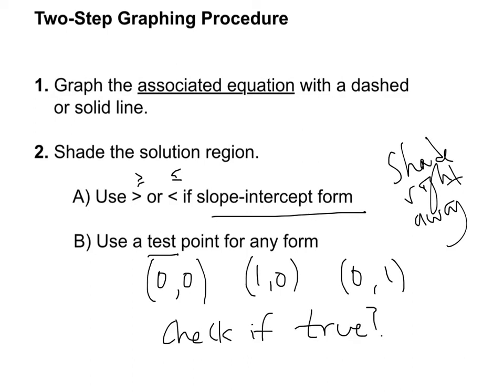So that test point is going to determine whether you should shade or not, and that depends on plugging in an x and y and checking if it's true. Remember, if it's in slope-intercept form, you don't need to do this. You could still use a test point in slope-intercept form, but you don't have to. In standard form, you definitely will need to do this procedure of a test point, or convert it to slope-intercept form first.